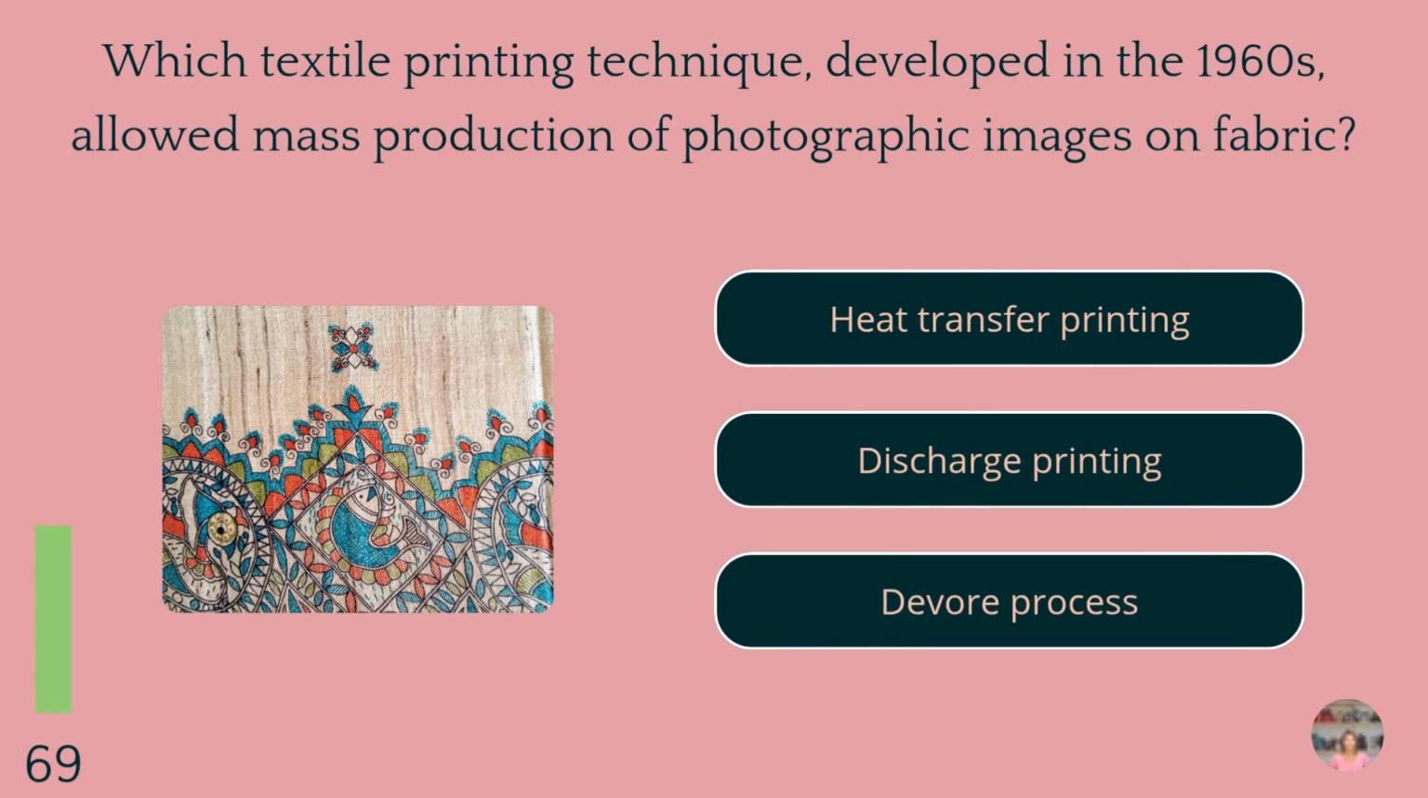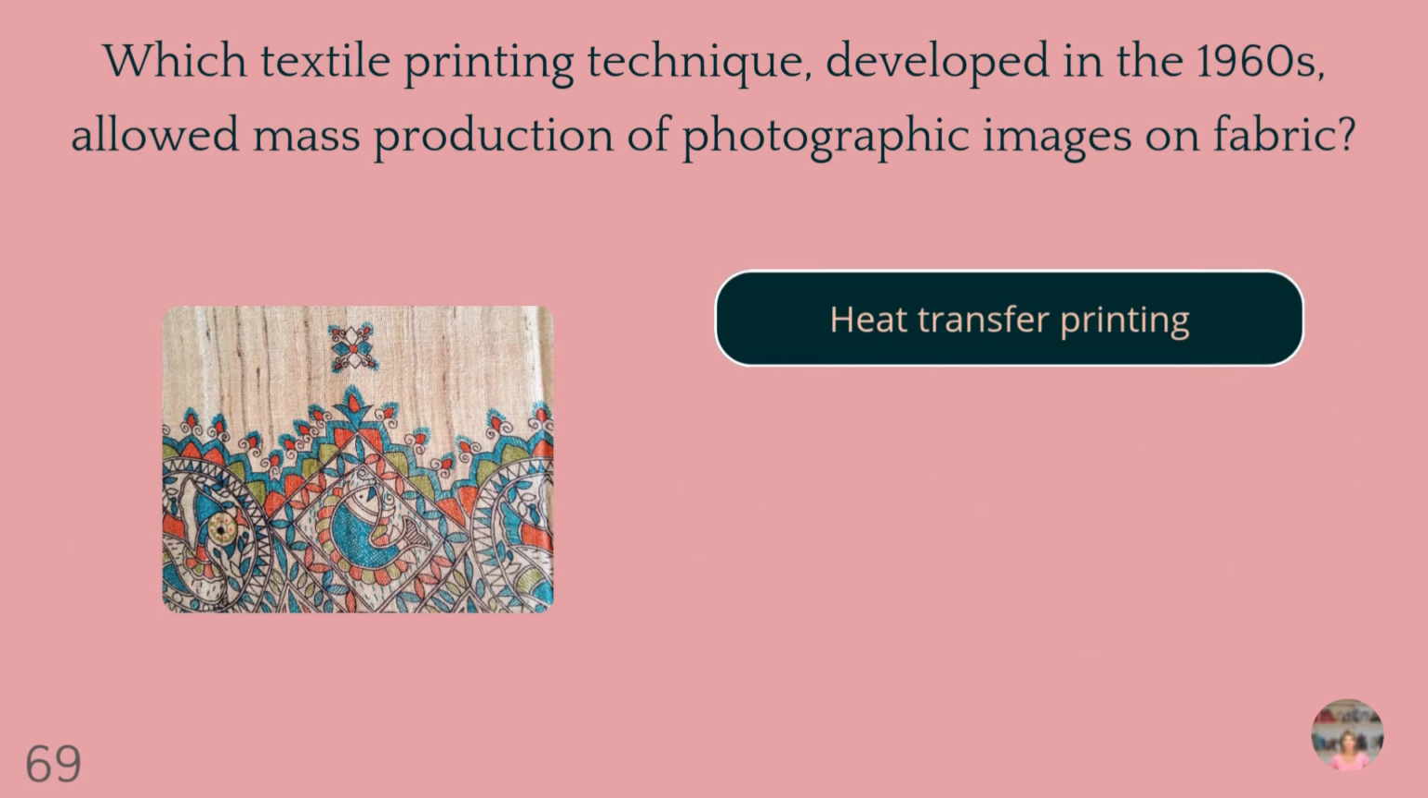Which textile printing technique developed in the 1960s allowed mass production of photographic images on fabric? Heat transfer printing, discharge printing, or Devore process? Heat transfer printing.